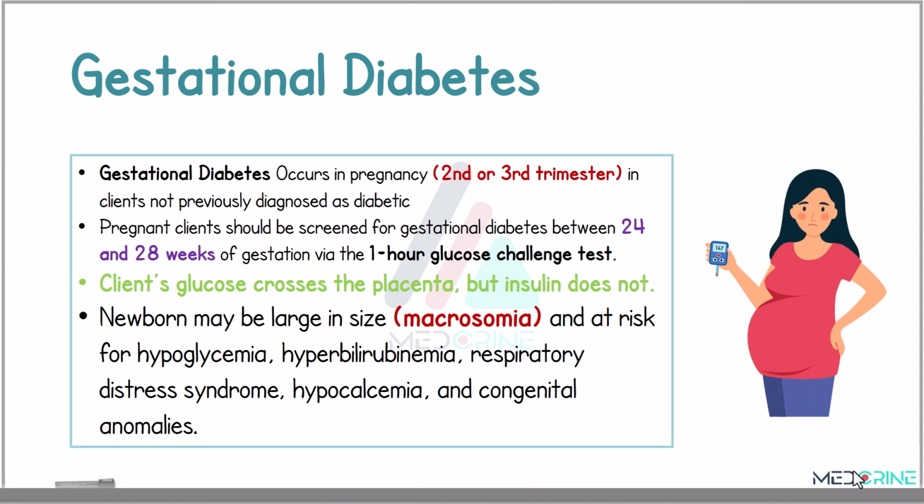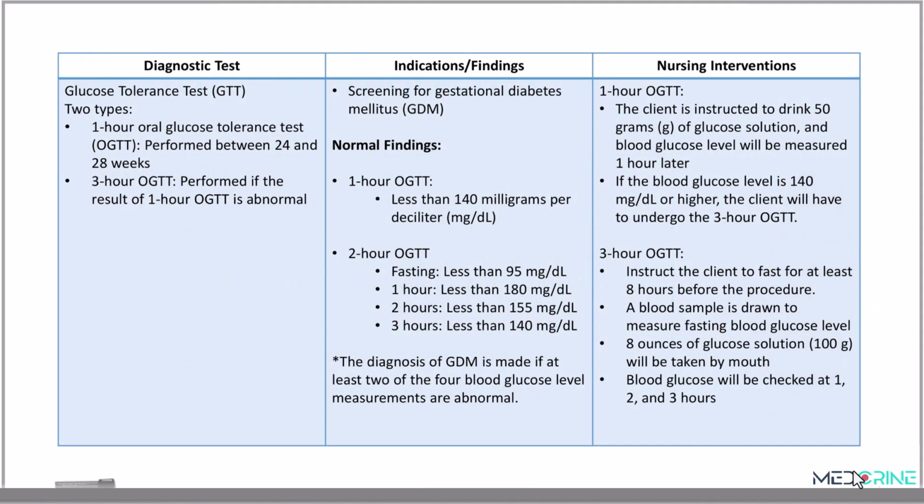The client's glucose normally crosses the placenta, but insulin does not cross the placenta. Therefore, newborns may be large in size, what we call macrosomia, and they may be at risk of hypoglycemia, hyperbilirubinemia, respiratory distress syndrome, hypocalcemia, and congenital anomalies that are associated with high levels of glucose in blood.